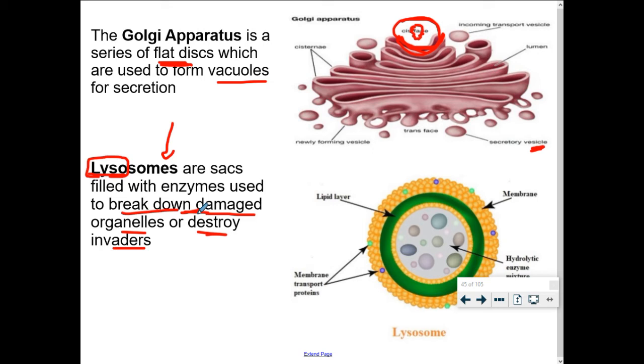Okay, anyways, so lysosomes are going to be the part of the cell that basically allows you to destroy parts of it so that you can regrow new cells. Okay. All right, we got to keep moving here.